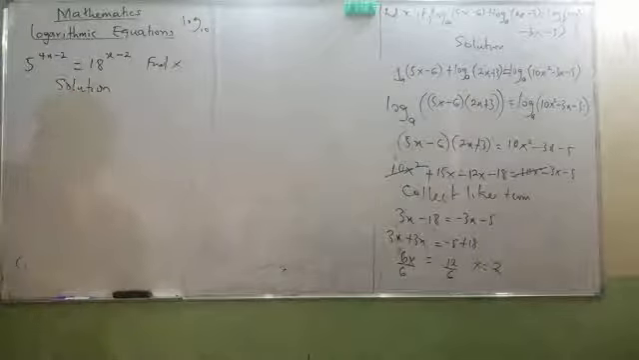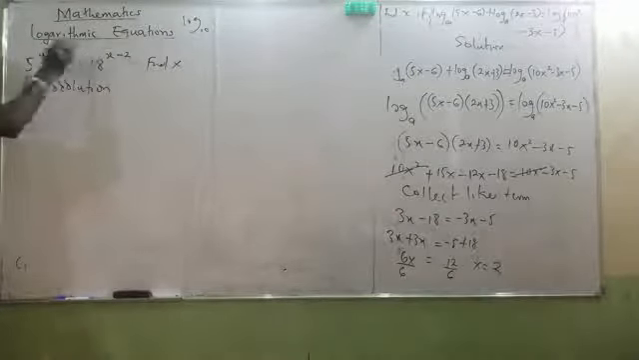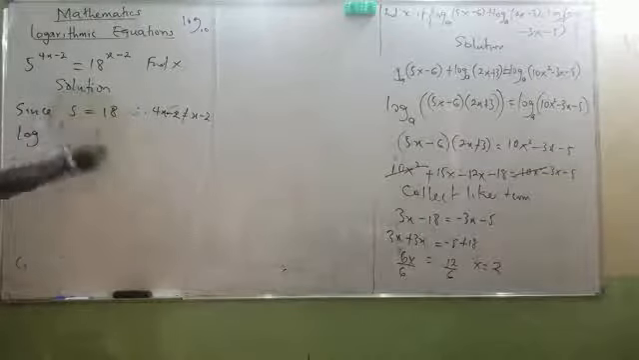I will just look at what I can do. This is not equals to this, therefore the bases are not equal. Since 5 is not equals to 18, therefore my 5 raised to power 4x minus 2 cannot be equals to 18 raised to power x minus 2. Now, if that is the case, I will now use the word take.